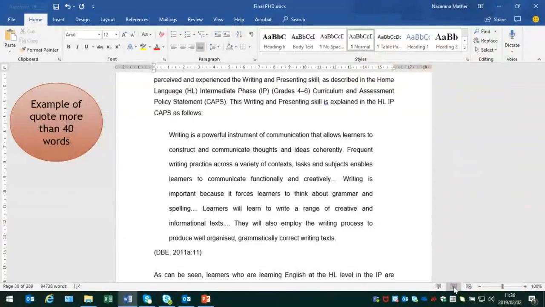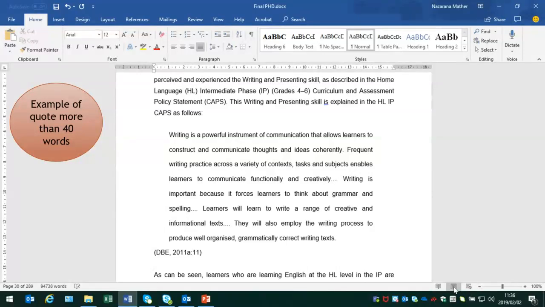On this slide, I have an example of a quote that's more than 40 words. If you look carefully, it says, "This writing and presenting skill is explained in the CAPS as follows:" and then I start a new line. Now what I want you to notice here is the rest of the text.